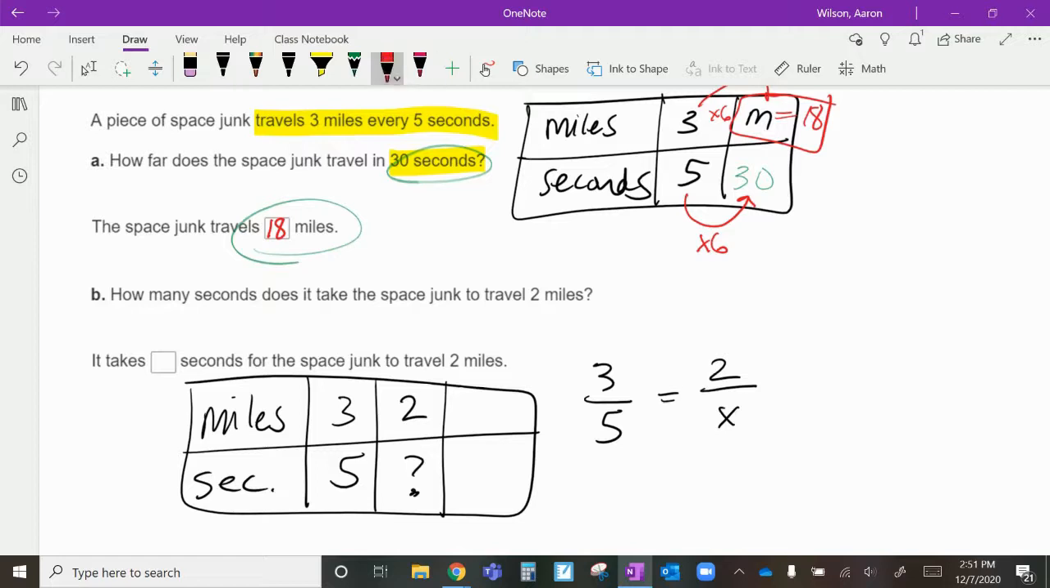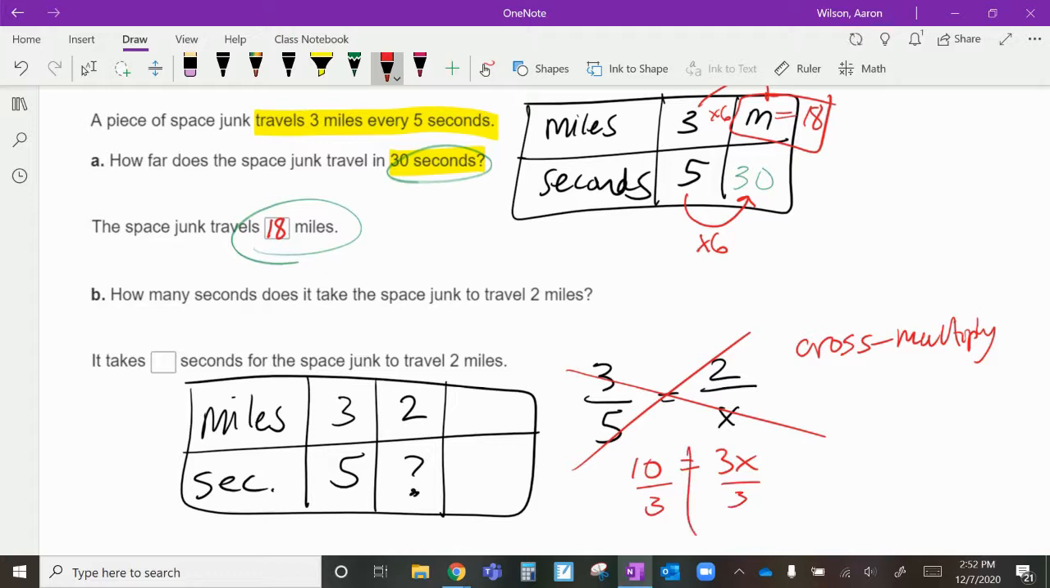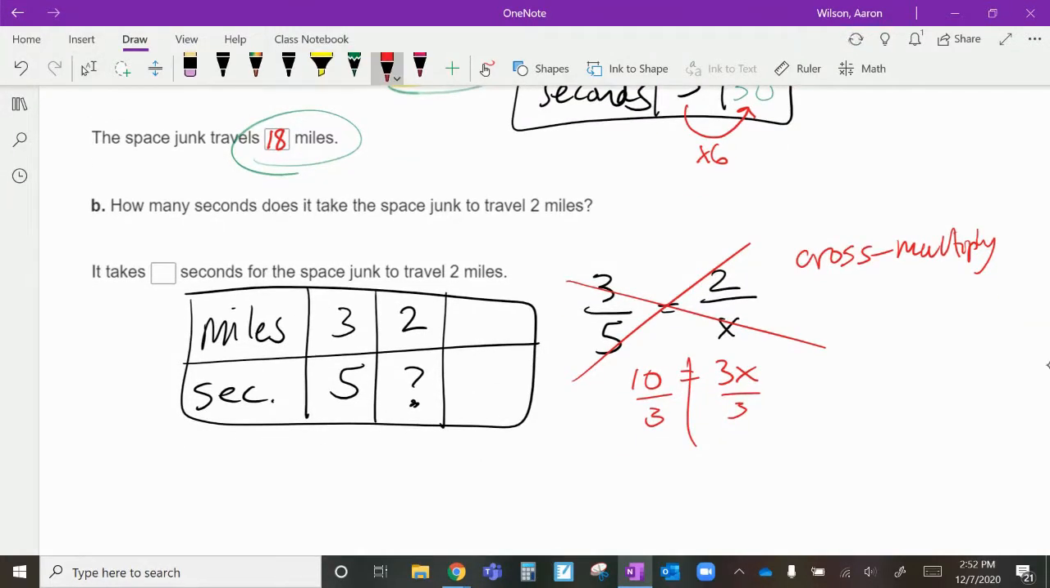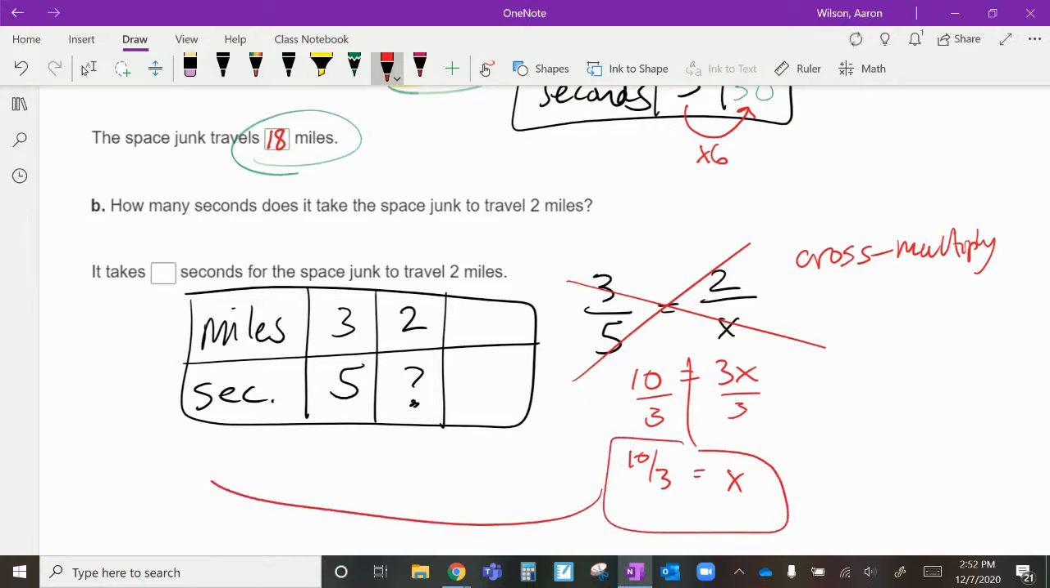In order to solve this, we are going to cross multiply. 5 times 2 is 10, and that's supposed to be equal to 3 times x, which is just written as 3x. Then we have to divide both sides by 3 in order to solve this. And 3/3 is 1, and then you'll have 1x. Well, 1x is just x. And 10/3, that's the answer.